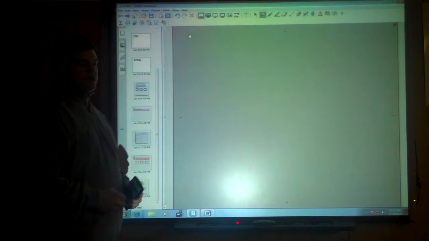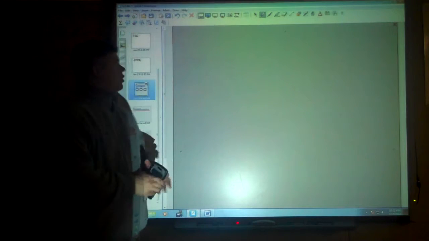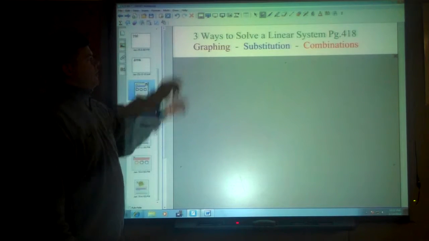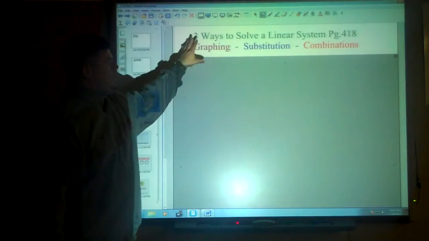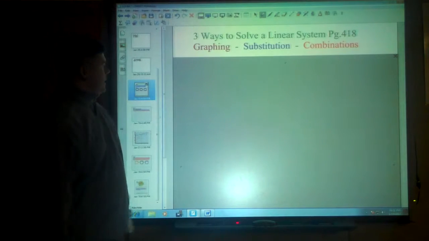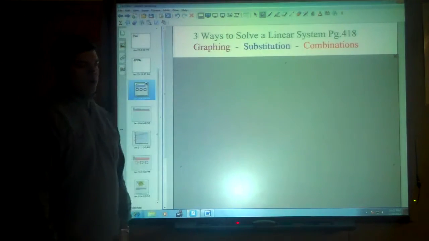Algebra Lesson 7-4A. We've been spending a lot of time dealing with solving systems of equations. We have three different methods: graphing, substitution, and combinations. It speaks a little bit more about those on page 418. We're going to use any form of these that we want to solve some story problems.